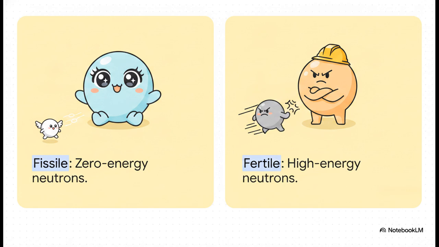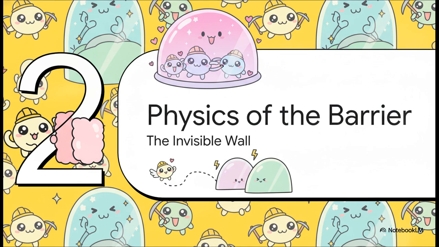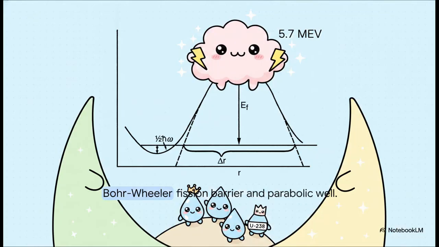So why the huge difference? Why is one so perfectly easy to split and the other one so incredibly stubborn? Let's find out in Section 2, the physics of the barrier. If we look at the Bohr-Wheeler fission barrier, you can picture a nucleus a bit like a drop of water, resting right at the bottom of a parabolic well. To split that drop, you have to add enough energy to push it up and over the edge of that well. We call that edge the fission barrier.